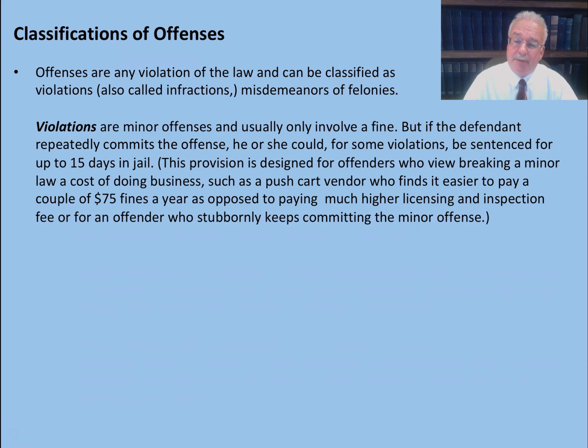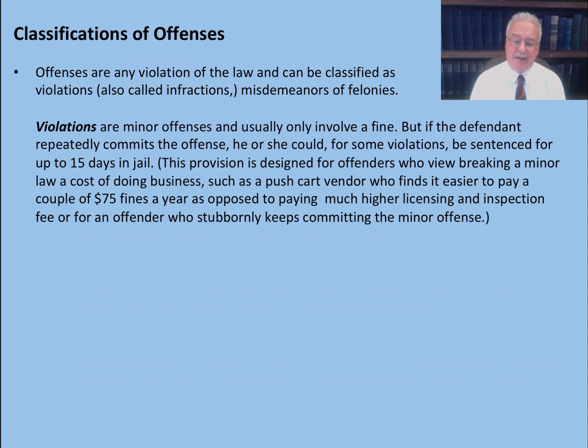Okay, now we're going to talk about the classifications of offenses, the way we organize them. Now, offenses are any violation of the law, and they can be classified as violations, also called infractions, misdemeanors, or felonies. So again, any violation of a law is an offense, and offenses are then divided into violations, misdemeanors, or felonies. Let's talk about violations first.